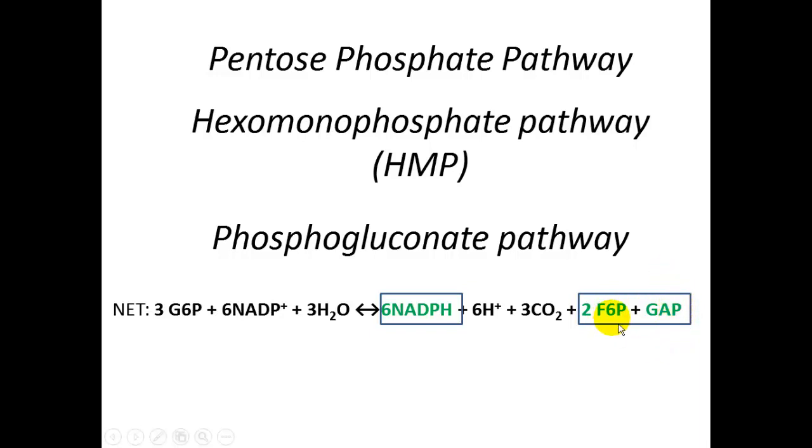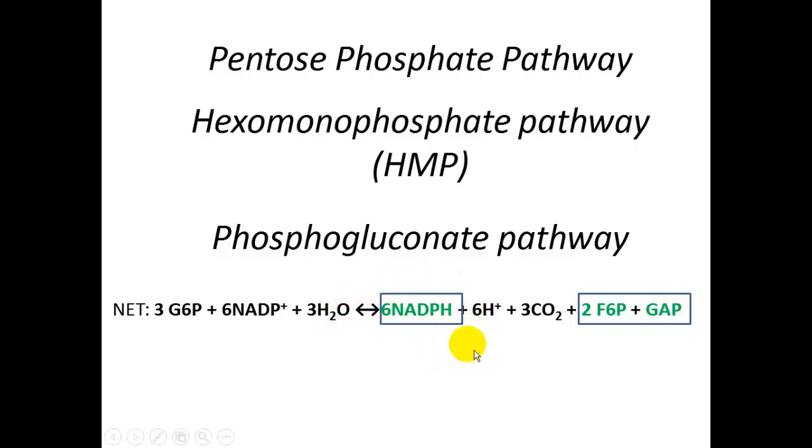3-phosphate, which can get shunted into glycolysis. In fact, many people call this the hexose monophosphate shunt because the fructose 6-phosphate and the glyceraldehyde 3-phosphate can immediately get recycled back into the glycolytic pathway or even to the gluconeogenic pathway.